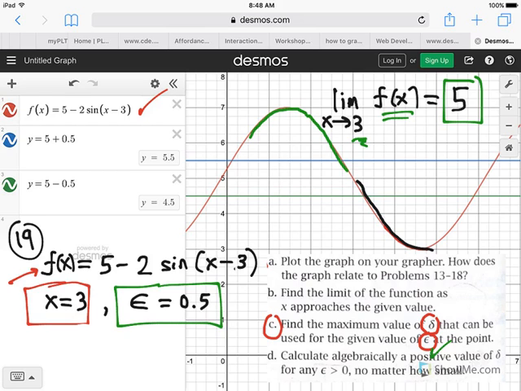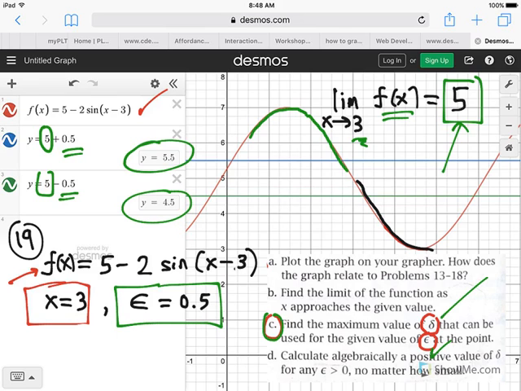So when epsilon is 0.5, we're basically saying, let's look at output values from the function that are either 5 plus epsilon or 5 minus epsilon. So the limit is 5. Epsilon is 0.5. So you can have output values from the function f that are either 0.5 more than 5 or 0.5 less than 5. So your output values can range between 4.5 and 5.5, within a half unit of the limit. So that's what we're talking about in part C.